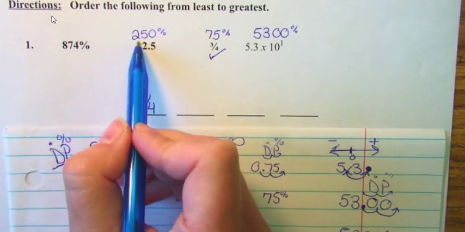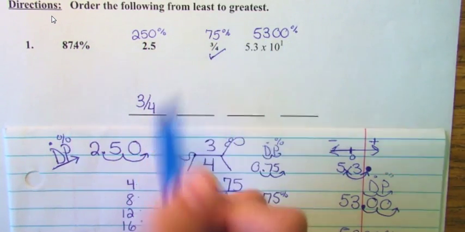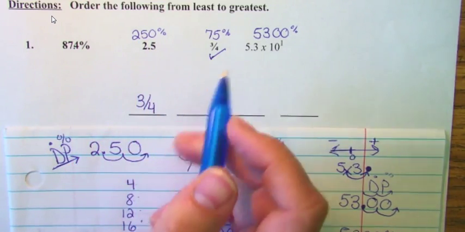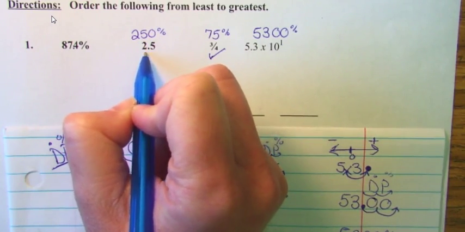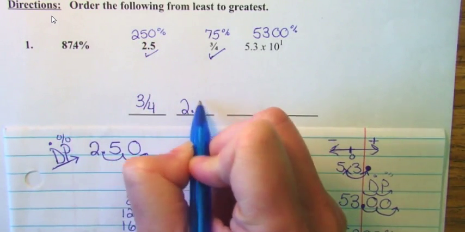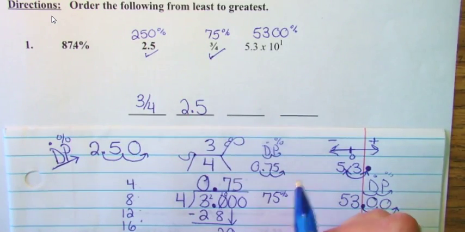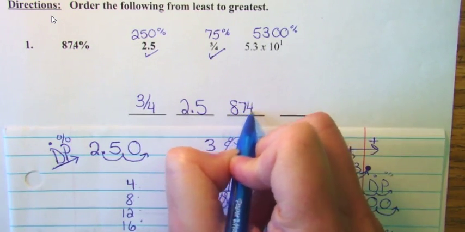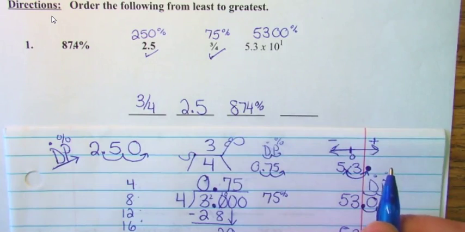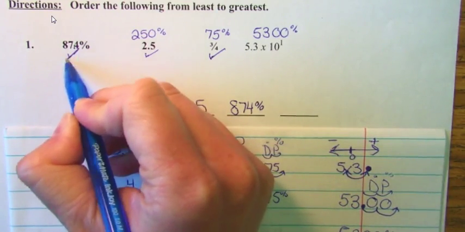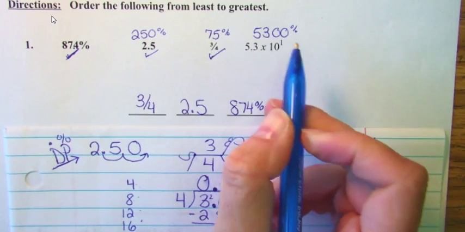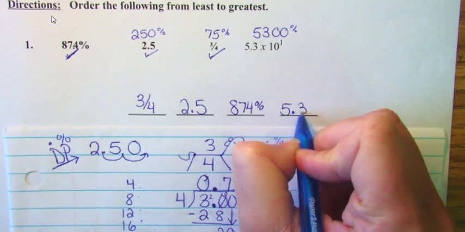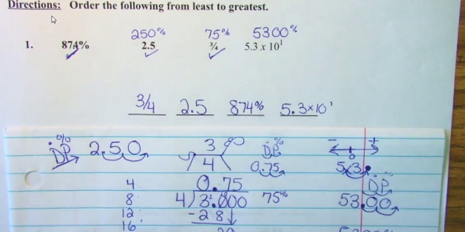So now I look, I have 250, 874, 5,300. And I know 250 is my next. I'm going from least to greatest. I'm not going to write 250 though. I'm going to put it in the original form of 2.5. And now 800 or 5,000. It should be the 874%. Hopefully that's what you were thinking. Put it in that original form. And then lastly, 5,300% is definitely our biggest. But I'm not going to write that. I'm going to put it in its original form, which was in scientific notation.